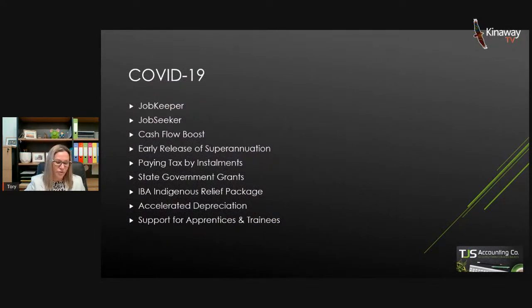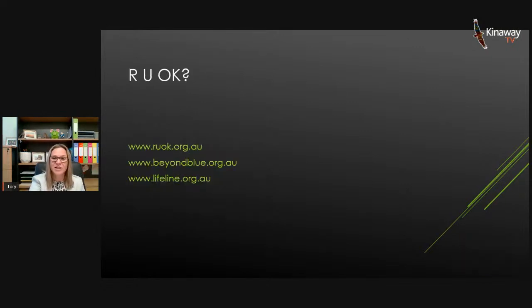Of course, for many of us, we are amidst COVID-19. We're dealing with a lot of external pressures. We have just moved into another announcement of JobKeeper 2.0, but there are a range of options available for you. So JobKeeper, JobSeeker, Cash Flow Boost, early release of superannuation, paying tax by instalments and varying those, a range of state government grants, and of course the IBA Indigenous Relief Package, accelerated depreciation and support for apprentices and trainees. If you need assistance during COVID-19, please do not hesitate to reach out.